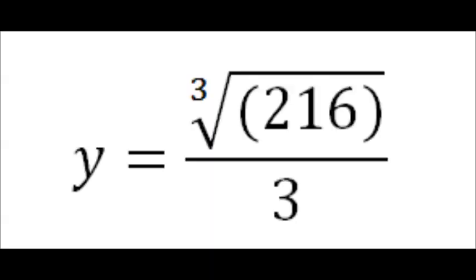The cube root of 216 is 6. I know that, you don't have to check the calculator. So now we're down to y equals 6 over 3, which reduces to 2. And since 2 was our independent variable in the original, now it's our dependent in the inverse, we have successfully created an inverse function.